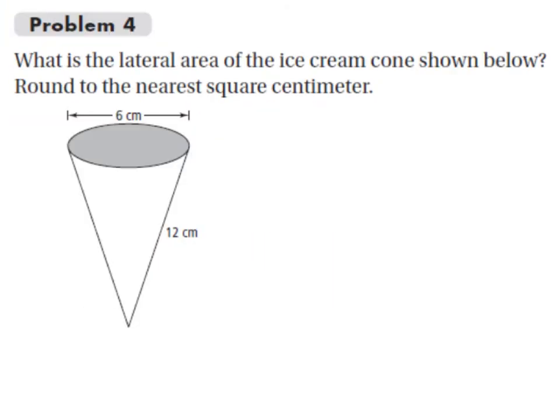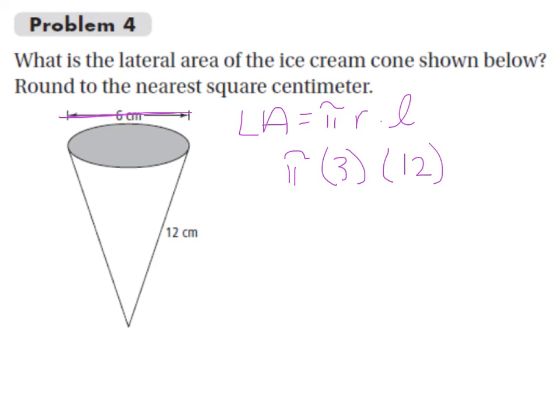This next problem is just asking for the lateral area. So I do not have to add on the area of my base. So my lateral area for a cone is pi r times my slant height. In this case, it would be pi. My radius here, if my diameter is 6, my radius is going to be 3 because it's half. My slant height is 12. So it says round to the nearest square centimeter, so whole number. So I would take 36 times 3.14 or pi, however you want to do it, it would be 113 centimeters squared.